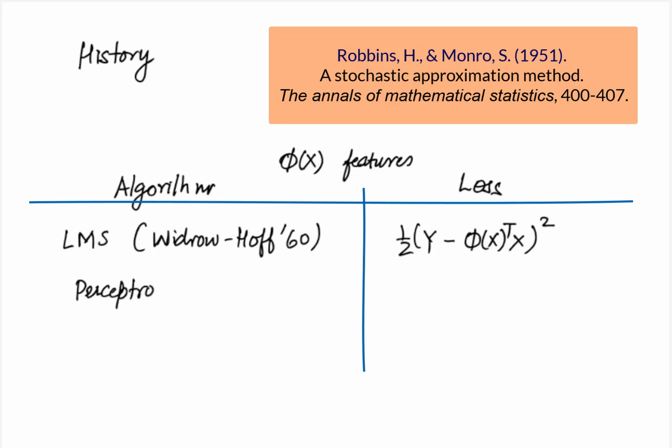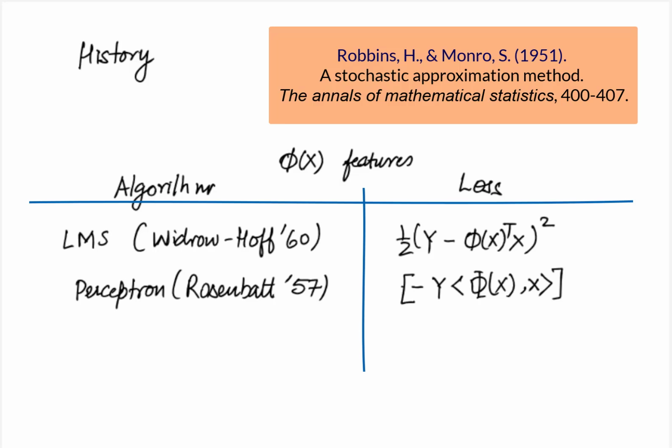The perceptron algorithm was proposed by Rosenblatt in 1957 for supervised learning of binary classifiers. It is again stochastic gradient descent applied to the loss function, positive part of minus y times inner product of phi of x comma x. The neural network research started with perceptron and later backpropagation was proposed for efficient implementation.